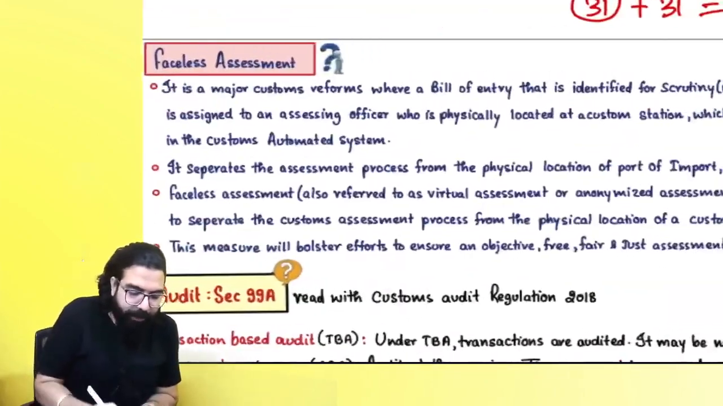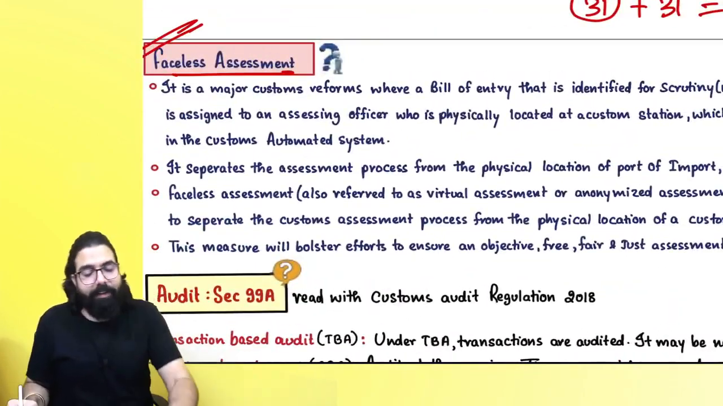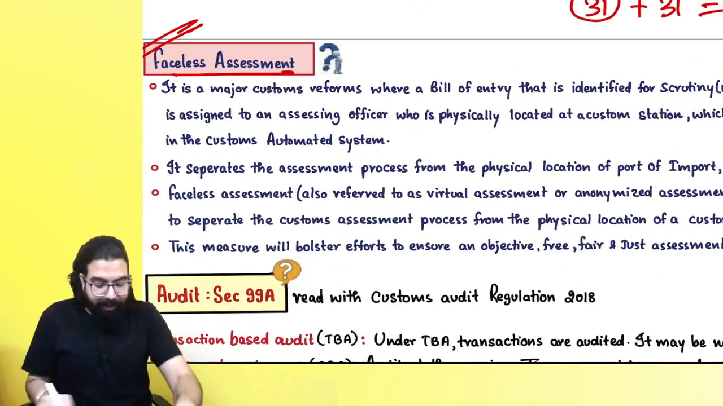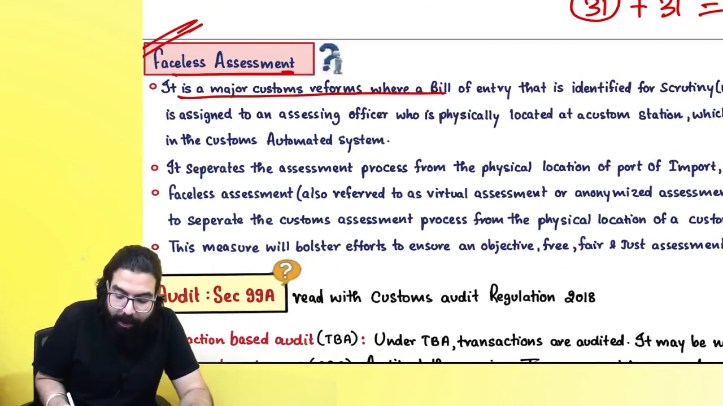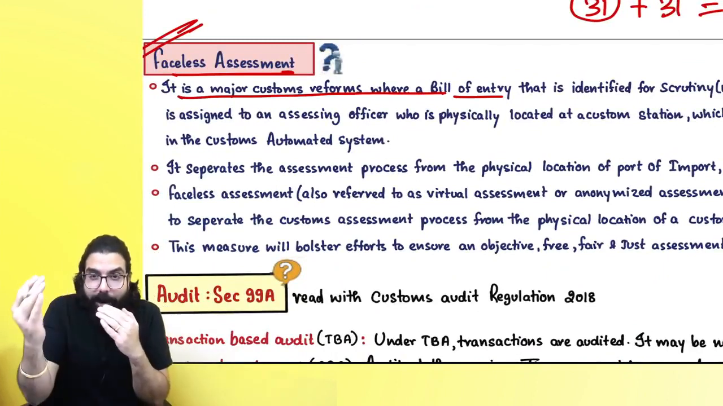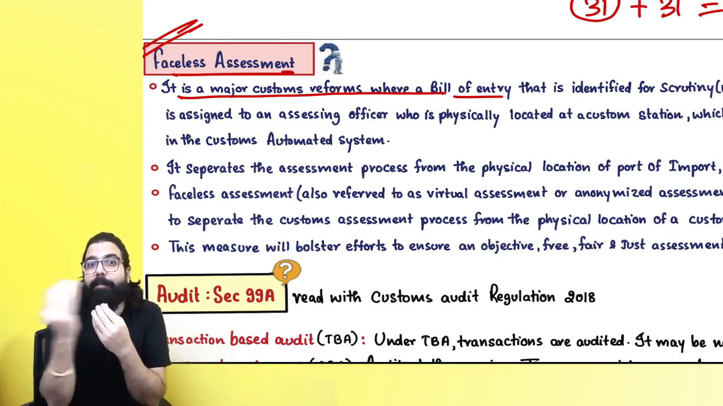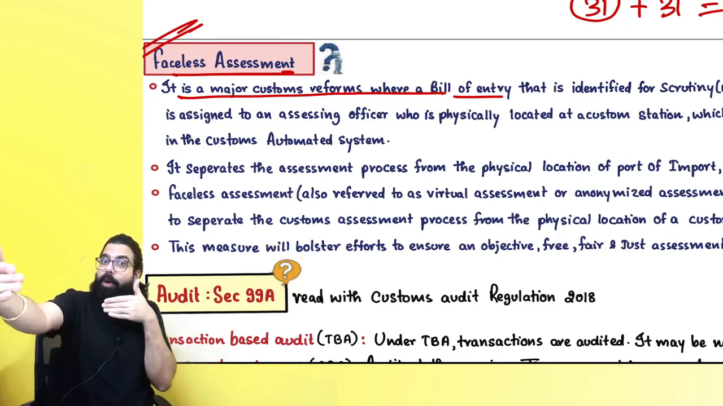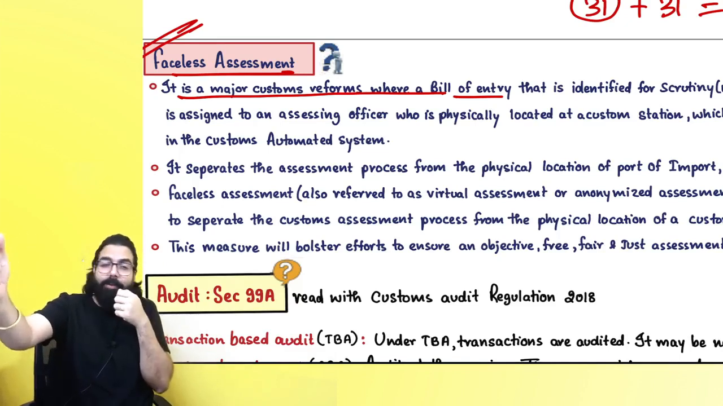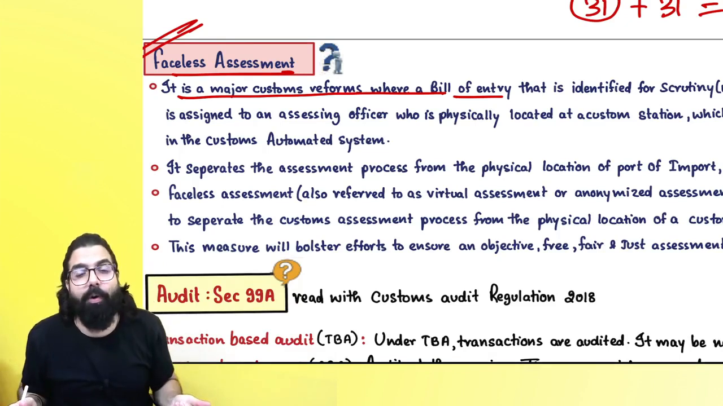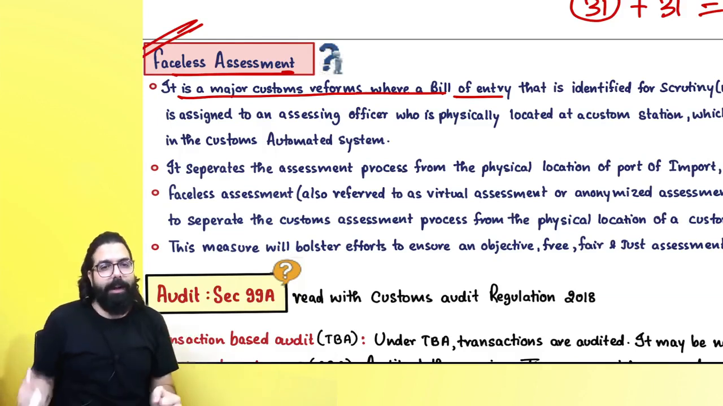The next one over here is faceless assessment. What do you mean by faceless assessment? Everyone, faceless assessment is a major custom reform wherein me and my officer will never come face to face and the assessment will be done. So basically, when we both don't meet, through computer the assessment will be done online. When we don't meet, there will be no revenue leakages and hence the government has gone ahead and told it's a major custom reform.